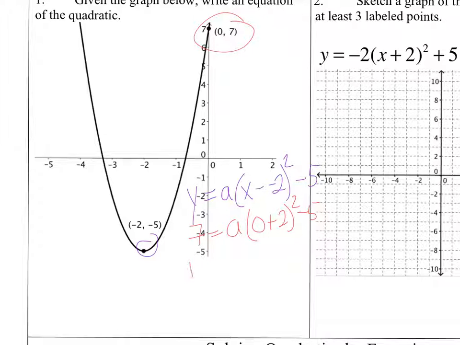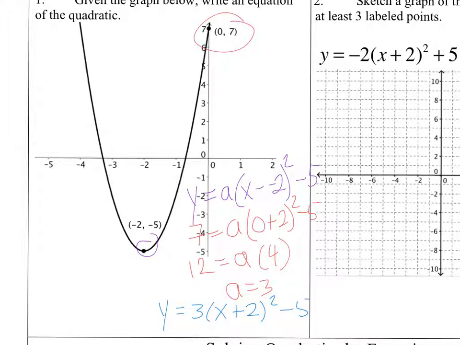I'm going to add 5 to both sides. 12 is equal to a, and 0 plus 2 is 2, squared is 4. That means that a is going to be 3, which leads to my equation. Y is equal to 3 times the quantity x plus 2 squared minus 5.